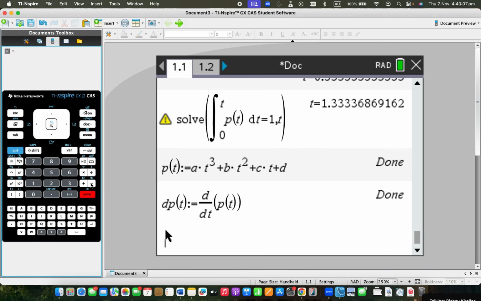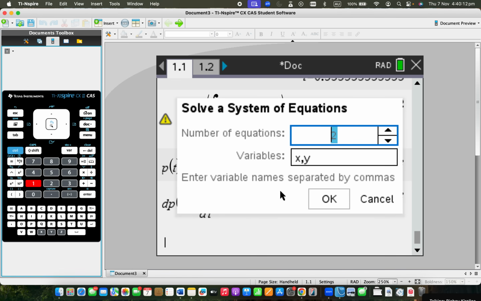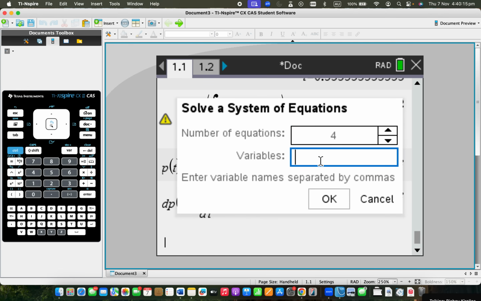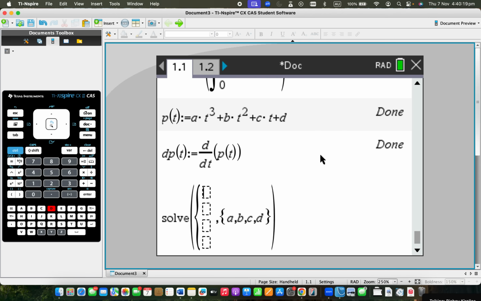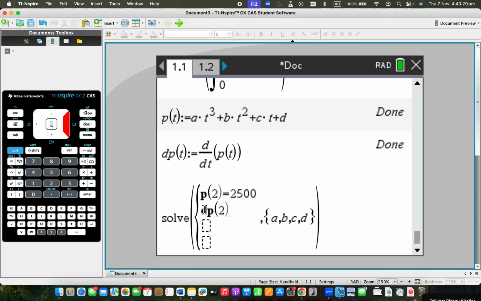Alright. So that's the derivative, and now we can solve. We have 4 equations, and we want to solve for A, B, C, D. So P of 2 is equal to 2,500, dP of 2 is equal to 0, P of 11 is equal to 4,400, and dP of 11 is equal to 0.